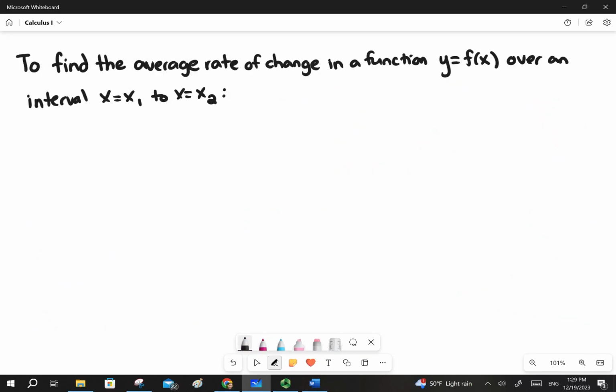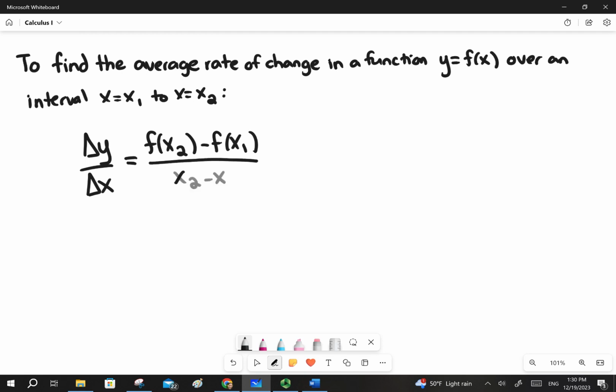We can generalize this process to find an average rate of change for any function y equals f of x over an interval x equals x1 to x equals x2 as follows. The average rate of change in y equals f of x with respect to x from x equals x1 to x equals x2 is given by the ratio delta y over delta x, which is equal to f of x2 minus f of x1 over x2 minus x1.